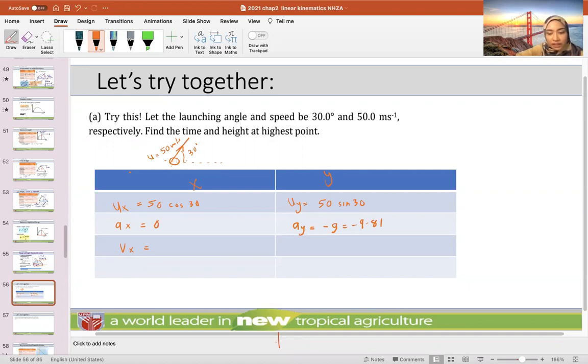Okay, stay with me Ifa. We will try asking Ifa again. So anyone else wants to help Ifa here? What is the equation that Ifa should use? V equals U plus at. So Ux plus axt. In this case, the ax is 0. So Ifa, what's the answer?